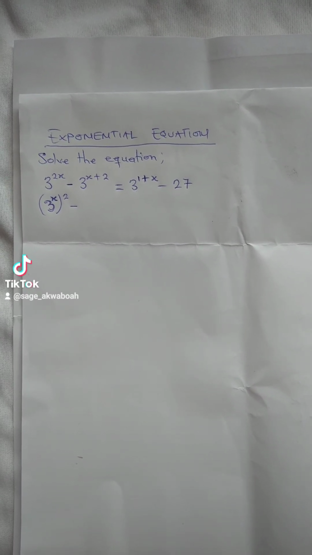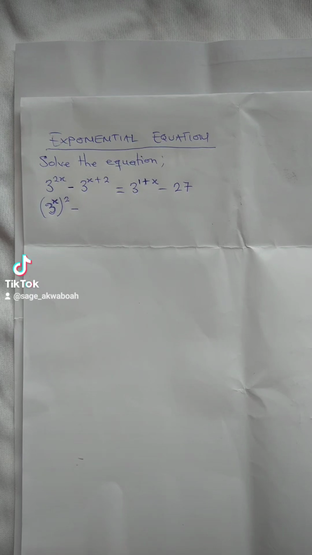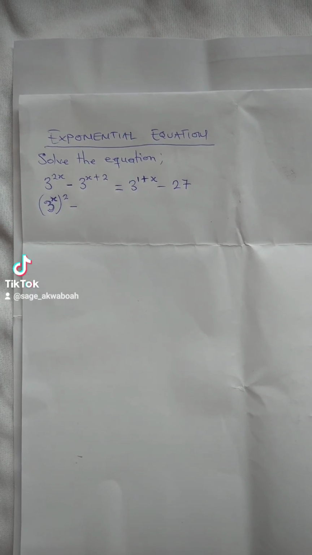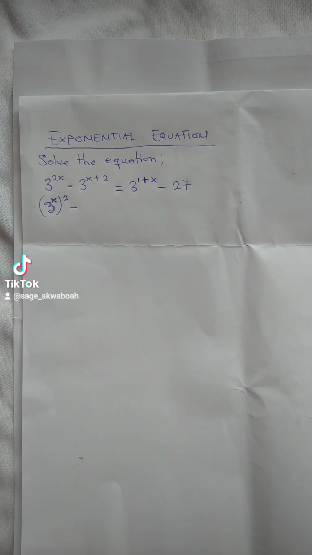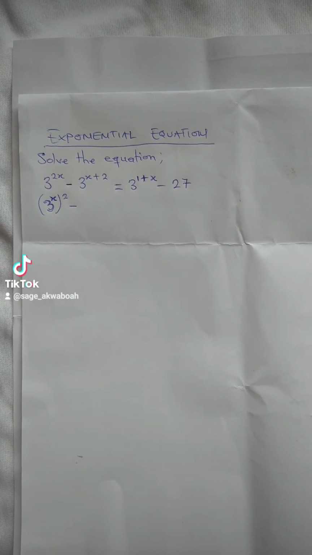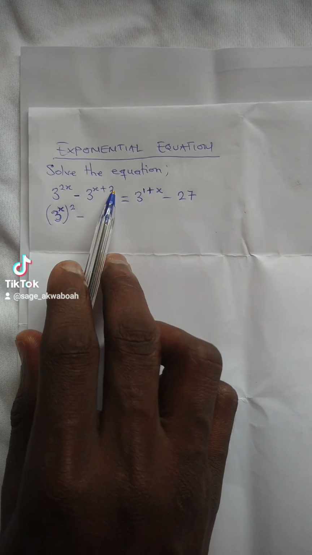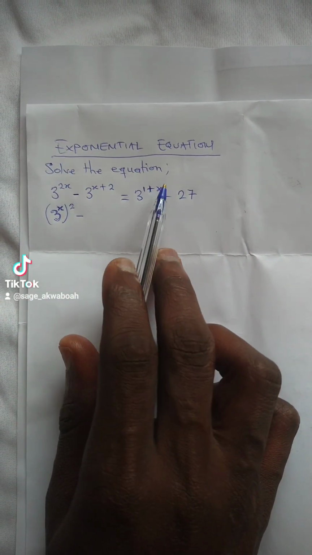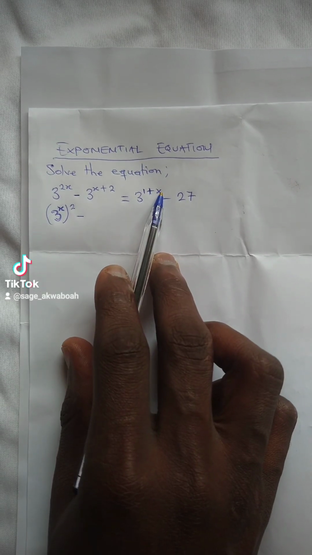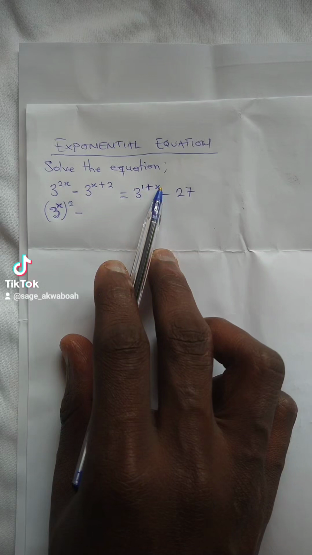Now this equation is an exponential equation, so the variable we are to solve for, that is x, is in this equation as an exponent, but it is not alone. In the first term, we can see 2 is being multiplied by the x, and in the second term, we can see 2 is being added to x. In the third term, we can see we have 1 added to x.